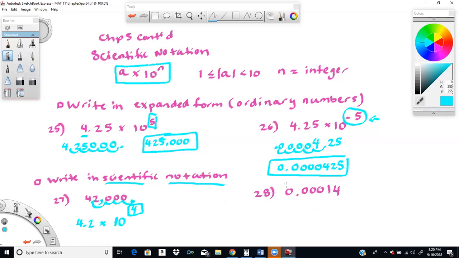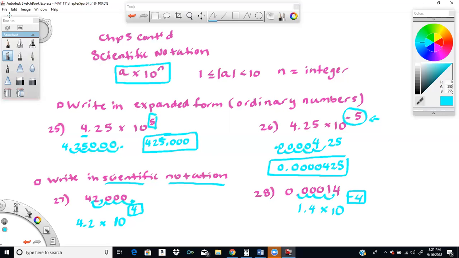Now here, this is a very small number. What do we need to move this decimal to? Good, between the 1 and the 4. 1, 2, 3, 4. So we have 1.4 times 10. What power do we put it to? It's a small number. Good, negative 4. Very good. And so that's dealing with scientific notation.